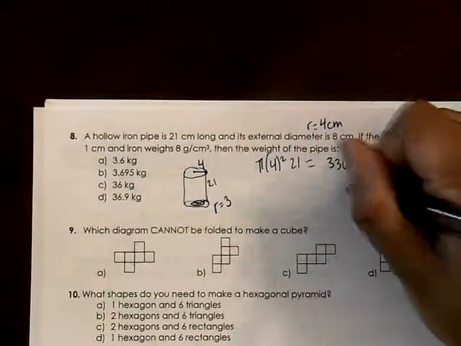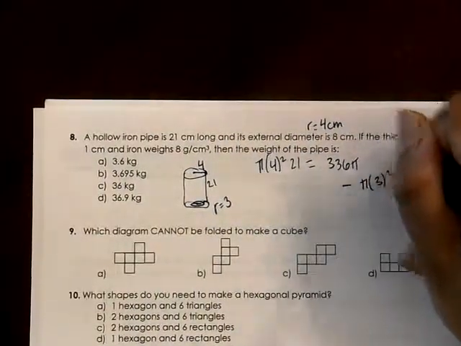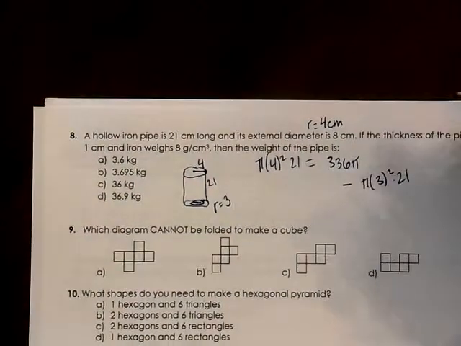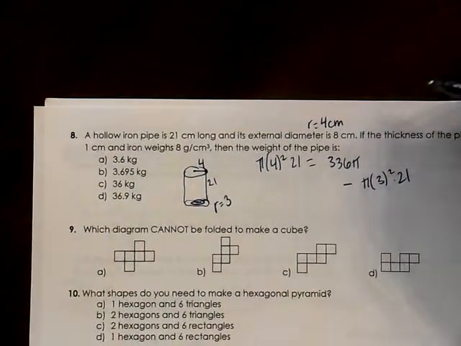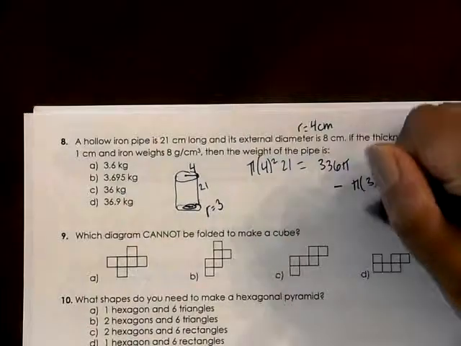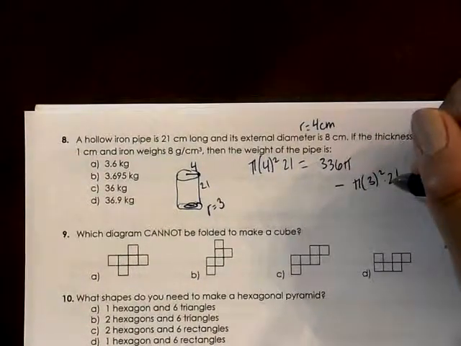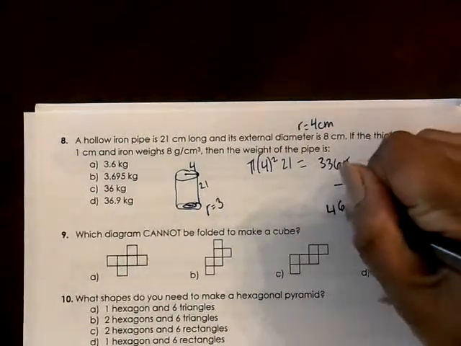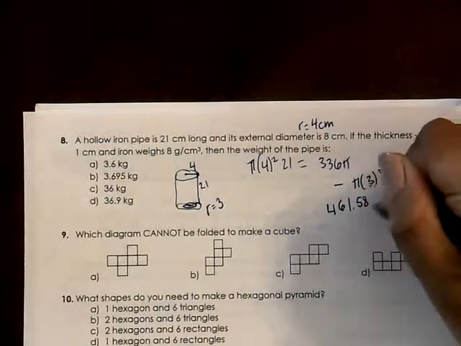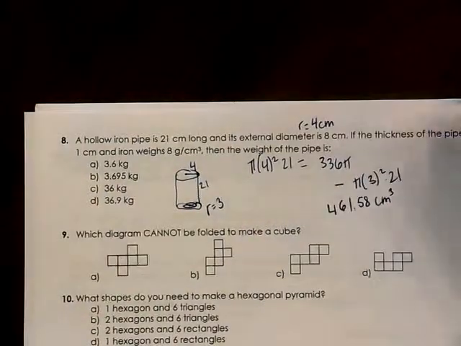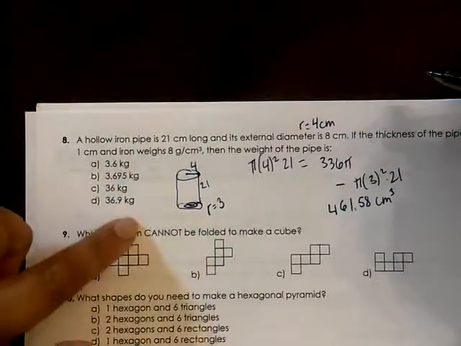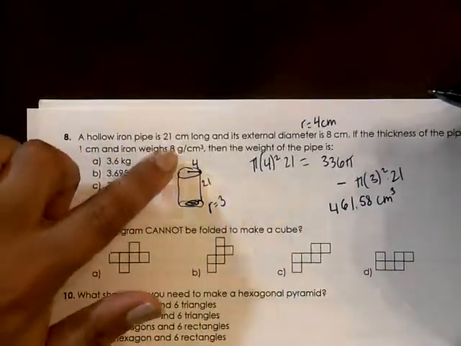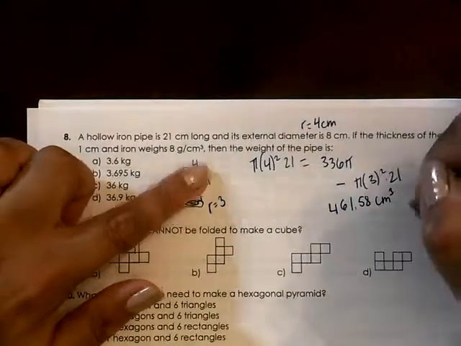So I want to subtract from this pi 3 squared. Now the 21 is the same because it's the height, it hasn't changed for the cylinder of this pipe. So when I calculate this, it comes out to, as a decimal, 461.58, and remember we're in cubic centimeters. The problem now is my answers are in kilograms. My weight was in 8 grams per centimeter squared, or cubed.